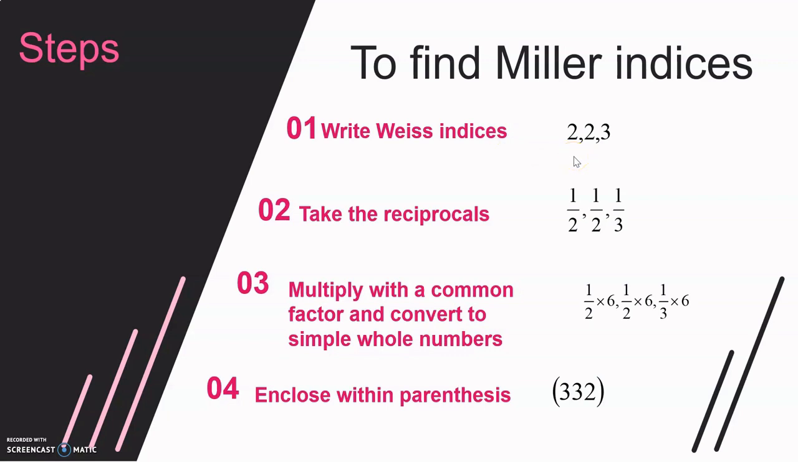In the example that we have seen earlier, the Weiss indices were 2, 2 and 3. The reciprocals are 1/2, 1/2 and 1/3. Since these are fractions, we are going to multiply by a common factor. Here, the common factor will be 6. So multiply each of these fractions with 6 and you will get 3, 3 and 2 as the Miller indices. We have to put it in brackets without any commas.